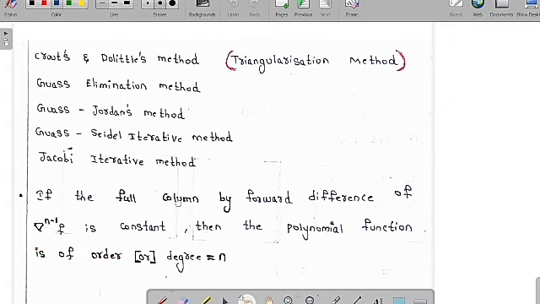So if the full column of the forward difference delta to the power of n minus 1 f is a constant value, meaning the full column has the same value, then definitely we can say this is a polynomial of degree n. It's a very important point. So these are some of the important formulas which are very essential in order to do the problems.